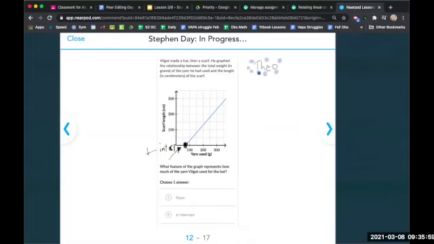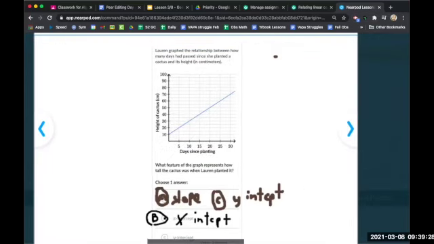Better. And again, we want to get to our breakout rooms as soon as possible, so I'm going to go through another question pretty quick here. Which feature of the graph represents how tall the cactus was when Lauren planted it?